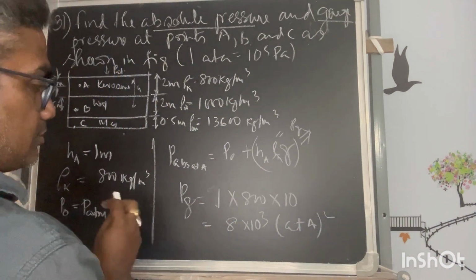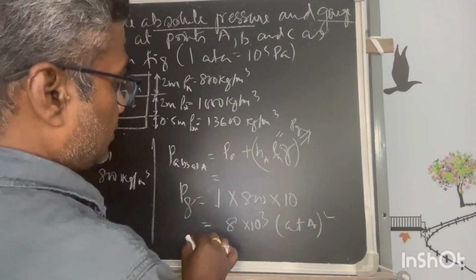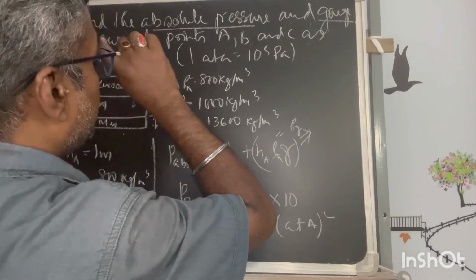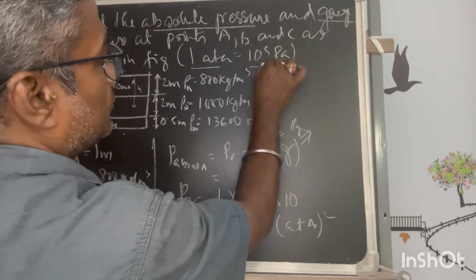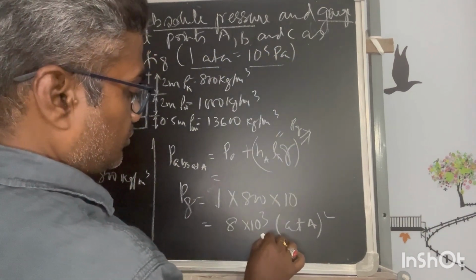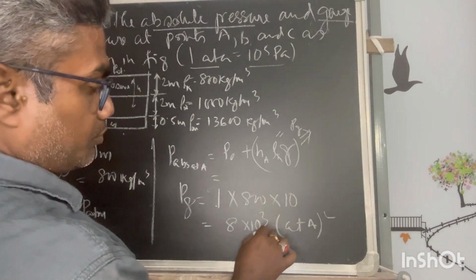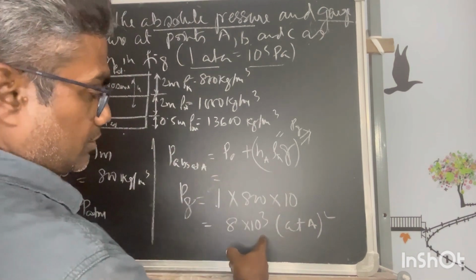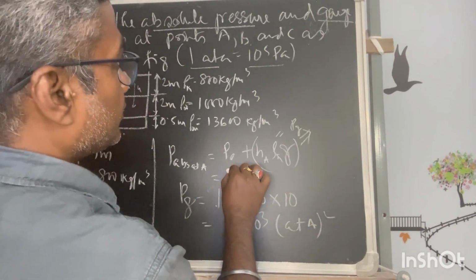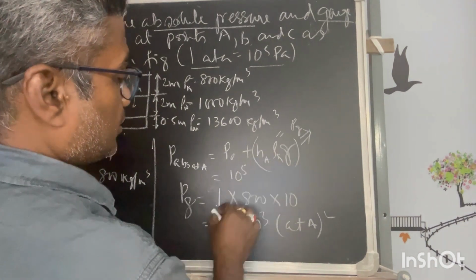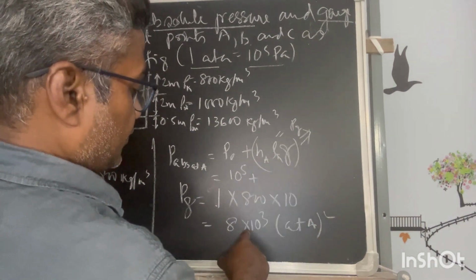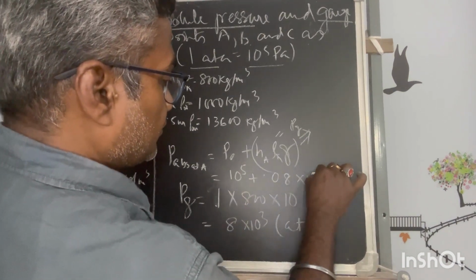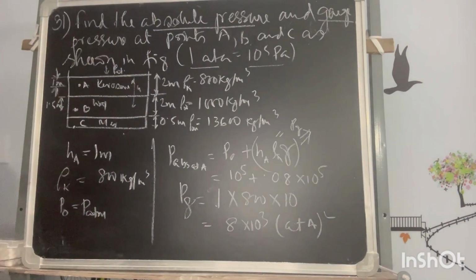Now next, this will be used here. What is the atmospheric pressure in SI unit? 1 atmosphere is 10 to the power 5 Pascal, and this is 8 into 10 to the power 3, which is also in Pascals because this is in Newton per meter square. For atmospheric pressure I get 10 to the power 5 Pascal, plus, if I convert to 10 to the power 5, 0.08 into 10 to the power 5. That will come in the same unit.